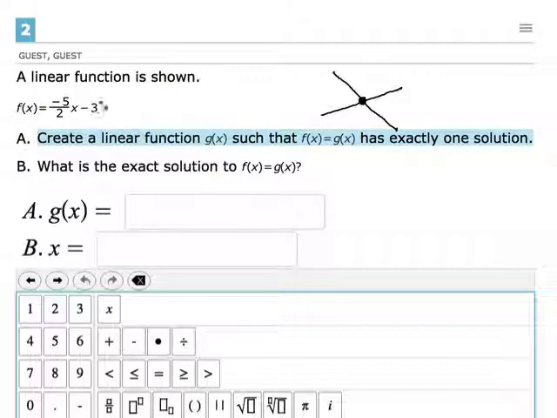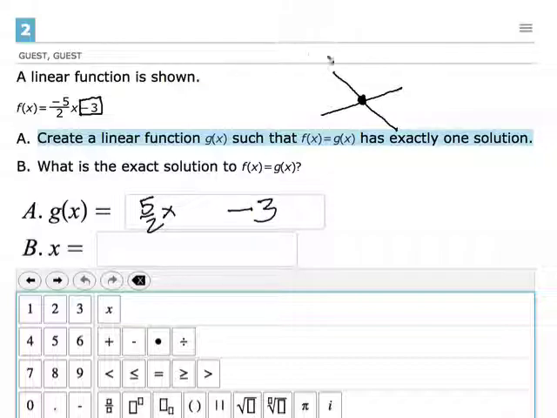Is there anything I can do to make them cross? What points can I see from this one? Well, there's an easy point to get, and that is our y-intercept. We know that this one has to cross at negative 3. So our g of x also has to cross at negative 3. Now we got a point where they cross. They cross right at 0, negative 3. In order to make sure they're not parallel lines or anything, we're just going to make that a positive slope. So g of x equals 5 over 2x minus 3.